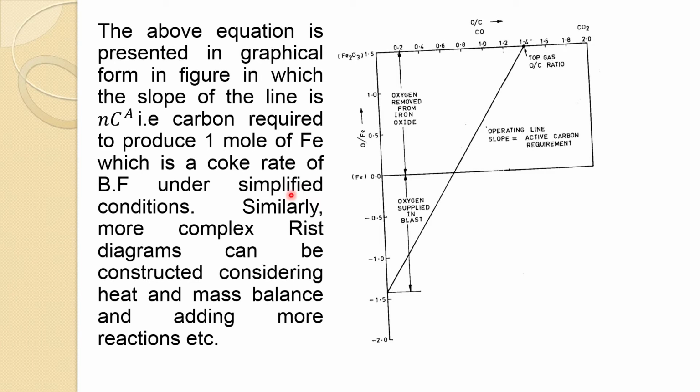By making it more and more complex, you can then know how much coke is required under that condition, what should be the CO2 ratio and other things, and more Rist diagrams can be made based on mass balance, and you can even include the heat balance. In the old times it used to be used, even now at many places they use it, but with the advent of more modeling tools, those are much more reliable and important. People are going away from these now.